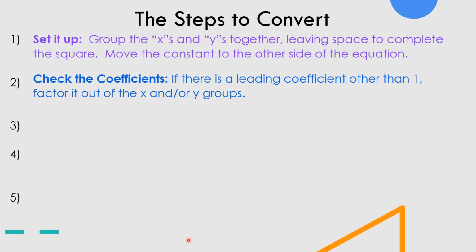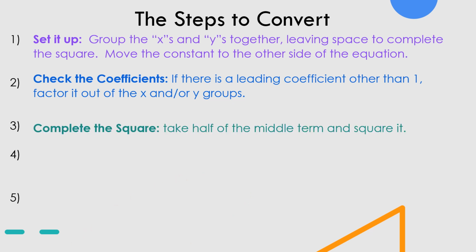Next, we're going to check for the leading coefficients of the x squared and y squared terms. If there's anything other than a coefficient of 1 for x squared or y squared, you've got to factor it out of those x and y groups. Alrighty? Next step, complete the square. This is going to make more sense as we go through, and I'll walk you through piece by piece again as we hit each of the examples.